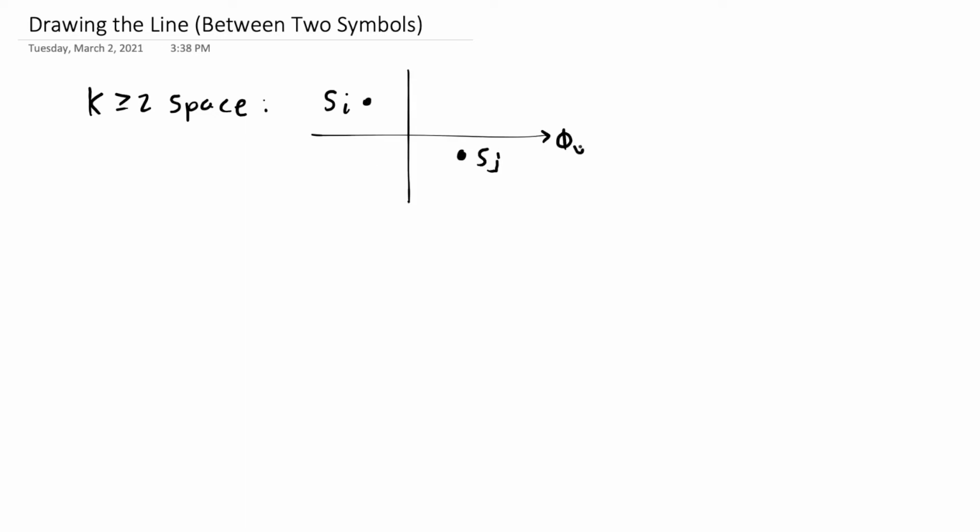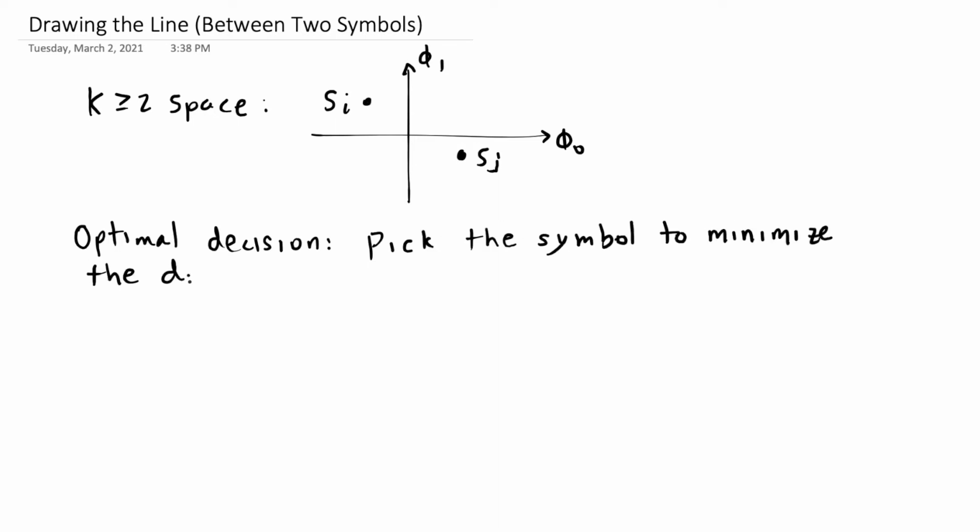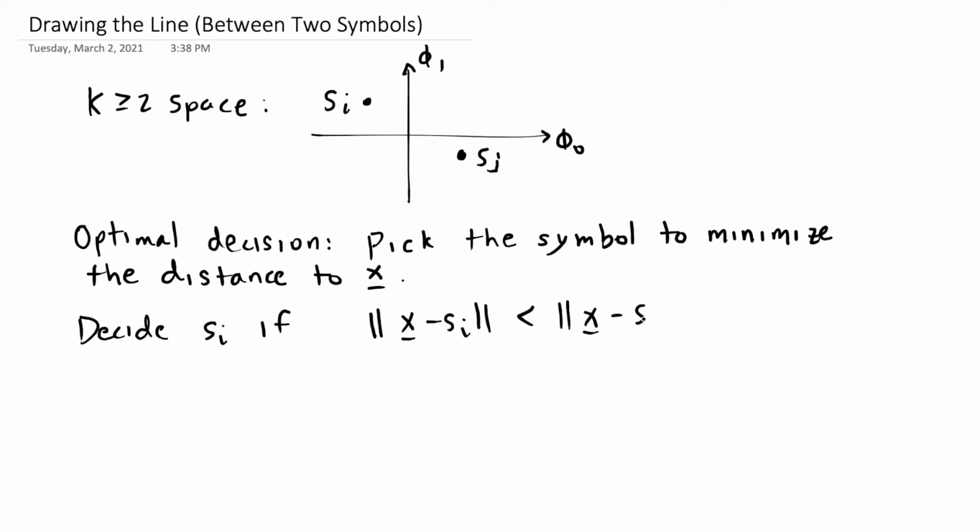Okay, so I draw two symbols, here Si and Sj, and I want to know what is the region of X that would make me decide that symbol i was sent, and what is the region of space that would make me decide that symbol j was sent? Last time we talked about how the optimal decision is to pick the symbol i that minimizes the distance between X and Si. So we'll decide Si if the distance from Si is less than the distance from Sj.